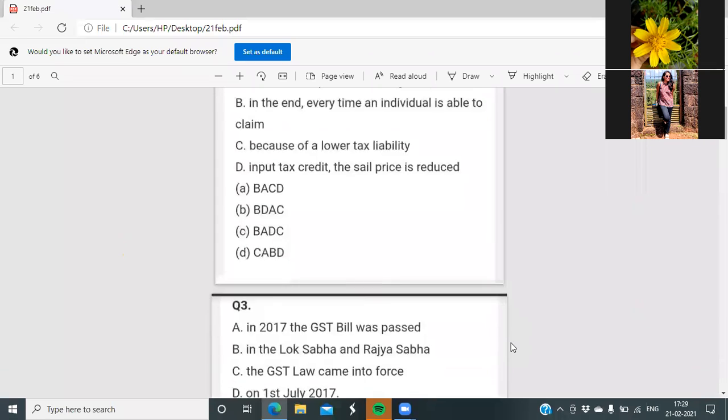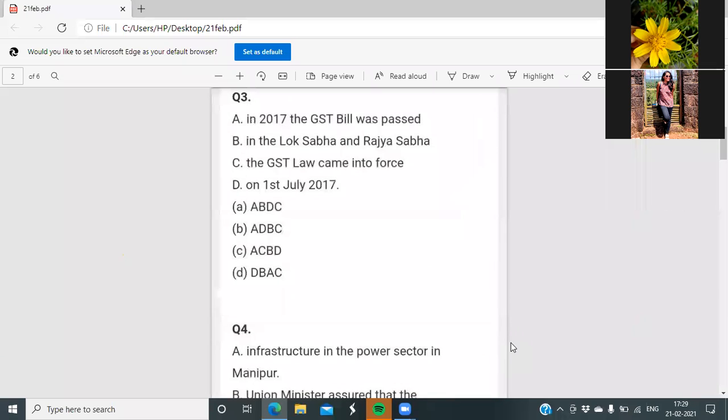Ravindra, can we move please to the third question? So here the question says: A, in 2017, the GST bill was passed. B, in the Lok Sabha and Rajya Sabha. C, the GST law came into force. And D, on 1st of July 2017. This appears really easy. I need an answer. It's 5:29 on my mobile. I'll give you a minute.